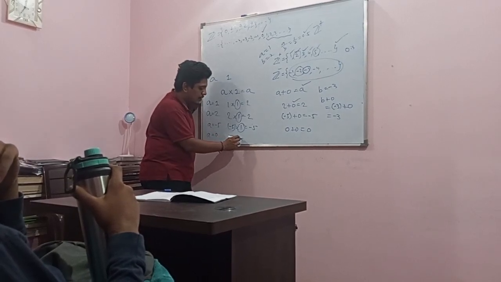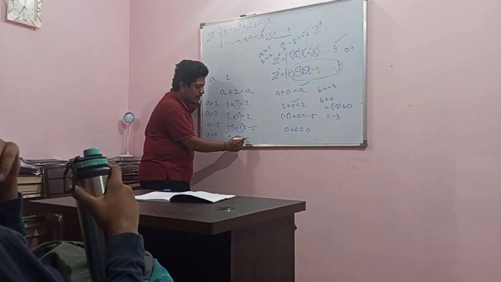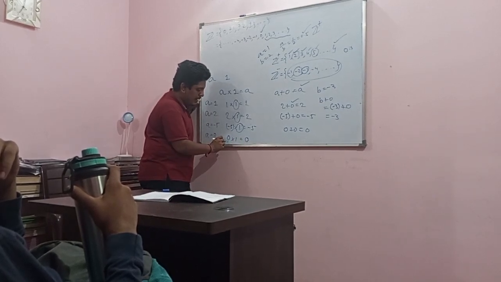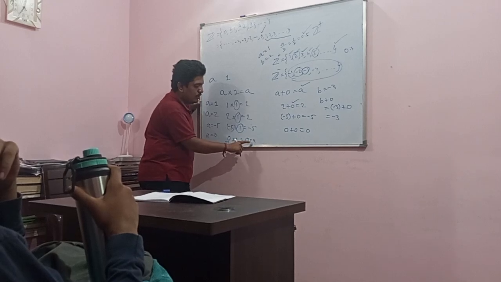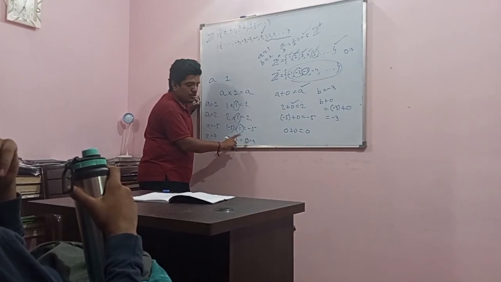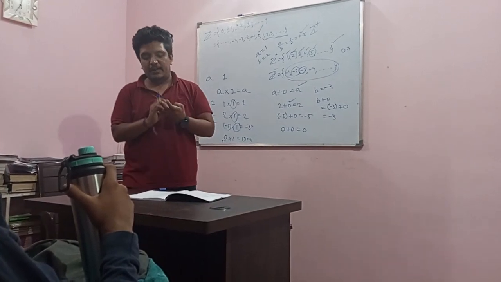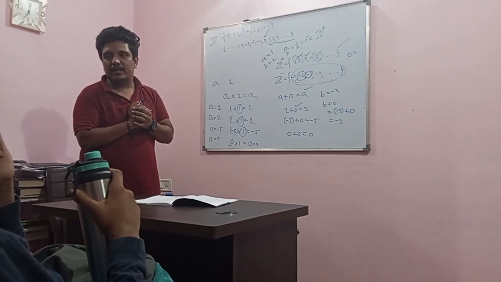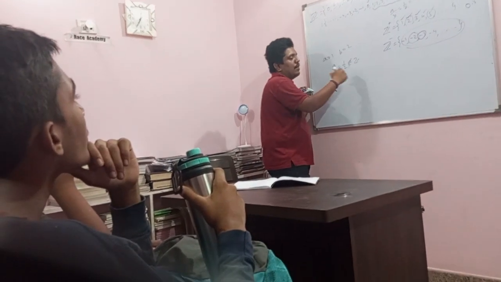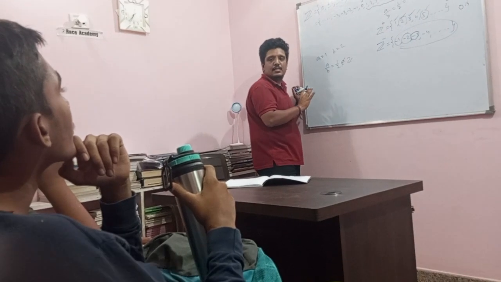0 into 1 is how much? 0. 0 into 1 is 0. So here you took a equal to 0 and as an output you got 0 only. Right? So this is called as what? Multiplicative identity. Is it clear? 1 by 2 is not a member of Z. Such examples are also there.